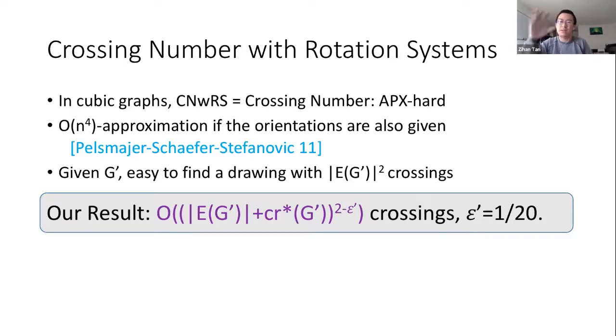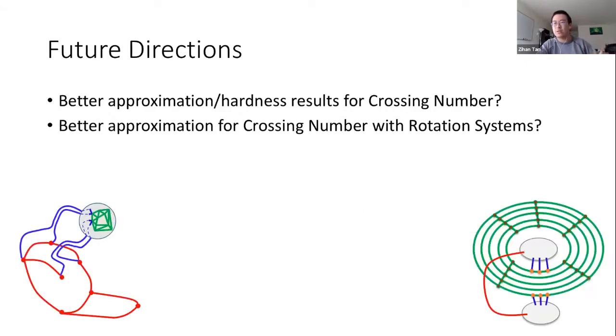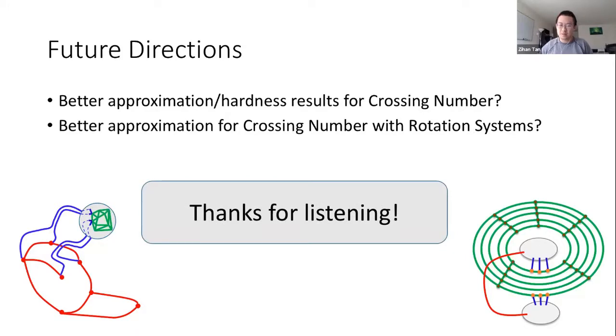And combined with the main theorem 1, this gives an n to the better than square root approximation. So the summary is we give a better approximation algorithm using a new framework. And the main future direction is still to either get better approximation or prove stronger hardness for this problem. And it can be done by a better approximation algorithm for this new problem, crossing number with rotation system. And that's all I'm going to say. Thank you.